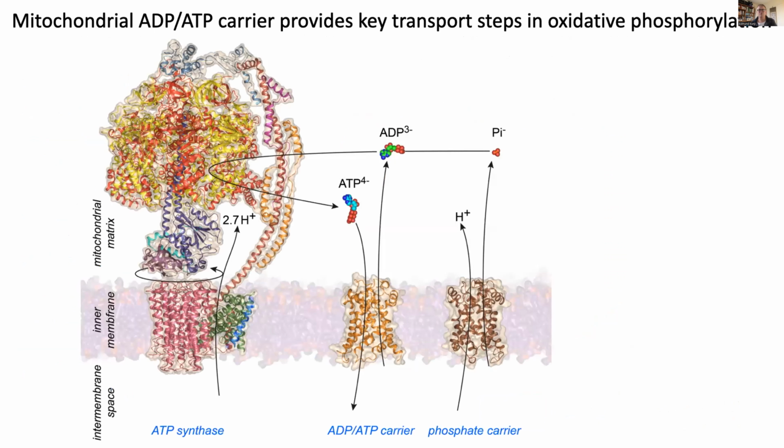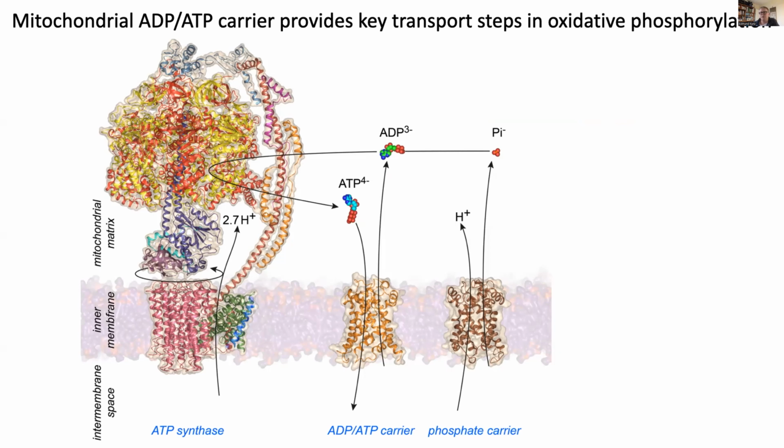Okay, so I need a pretty extensive introduction to explain how we were interested in measuring charge movements across the membrane. And the protein that we work on extensively is called the ADP/ATP carrier. Together with the phosphate carrier and ATP synthase, it is a key component of oxidative phosphorylation.